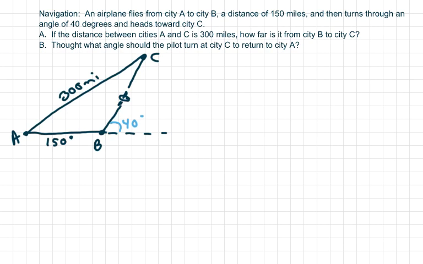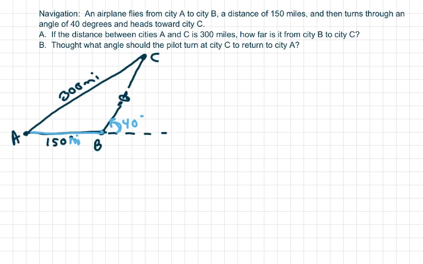Hi everyone, we're going to do an application problem regarding navigation and using the law of sines. So we have an airplane that's flying from city A to B, so right here, A to B, at a distance of 150 miles. Then he turns through an angle of 40 degrees, so this is where he's turning this way, and then heads towards city C. If he turns the other way, he's going to go in the wrong direction.